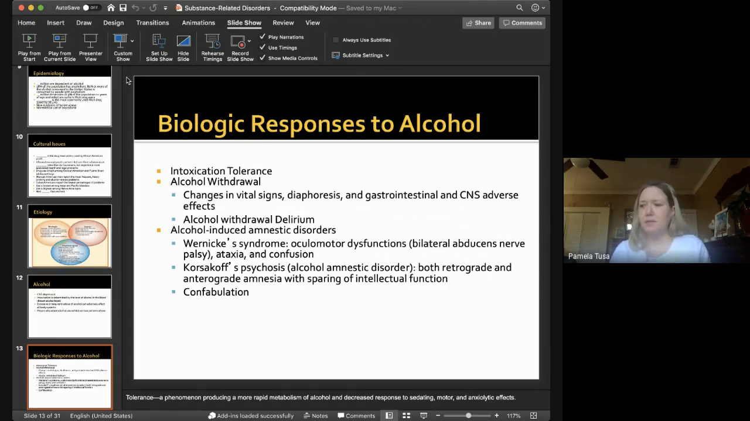All right. Some biological responses to alcohol. Like we said, there is tolerance. That is when they have a more rapid metabolism of alcohol and a decreased response to the effects. So just like certain other drugs like opiates, there's a tolerance issue as well. The more you drink, the more you have to drink to get the same desired effects.